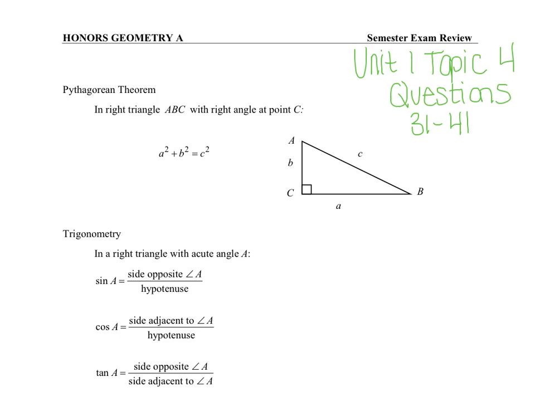This is the Honors Geometry Semester Exam Review for Unit 1, Topic 4, which is questions 31 through 41.